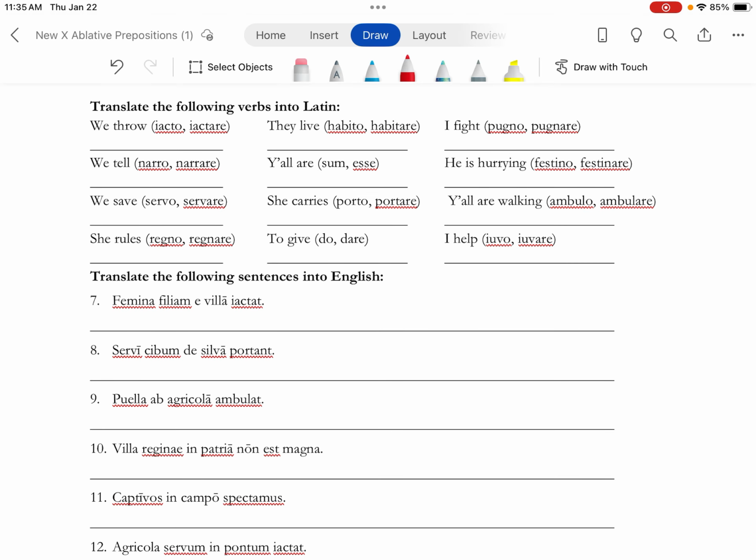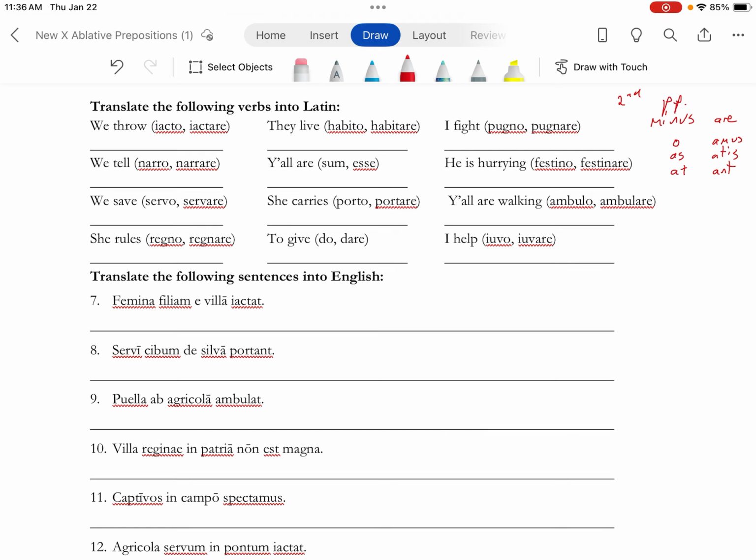All right, now we got some verb work. Translate the following verbs into Latin. Remember with these, second principal part minus the ARE, and then you're going to add these endings: O, AS, AT, AMUS, ATIS, ANT. All right? If you want to knock these out and then check later, go for it. If you want to follow along with me, that's good too.